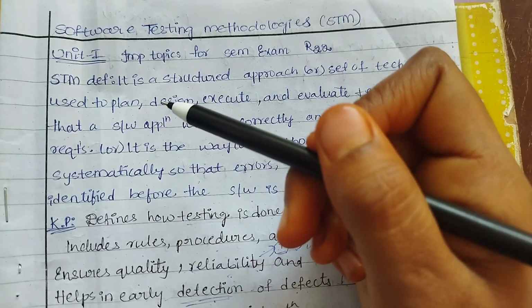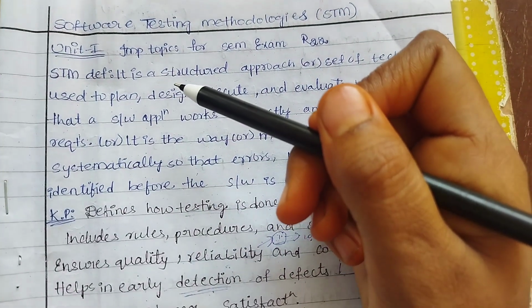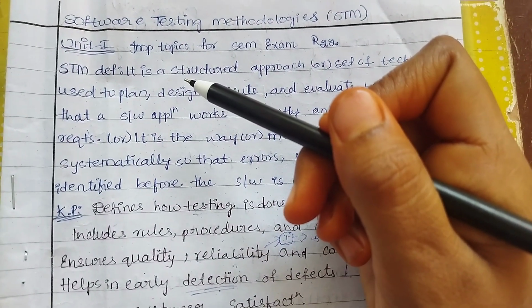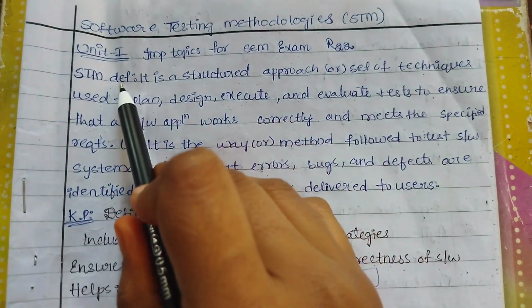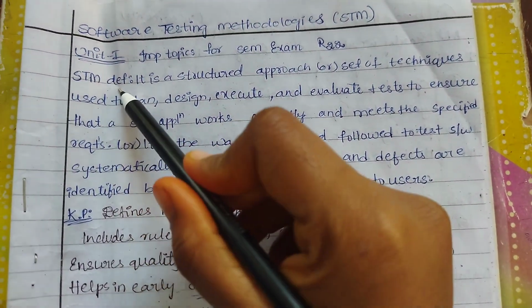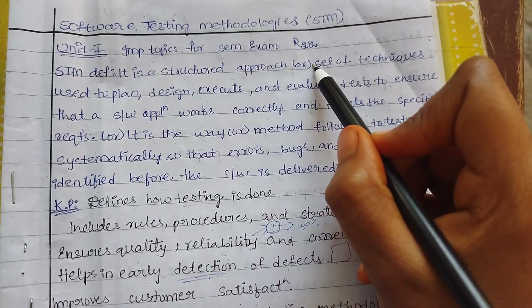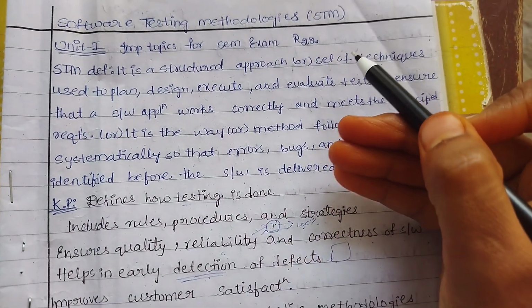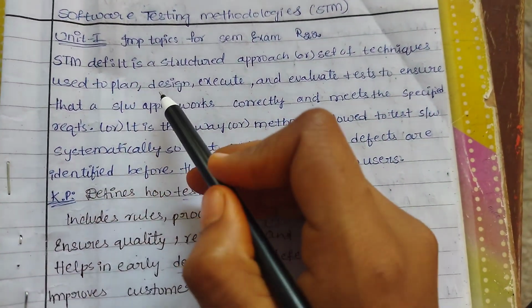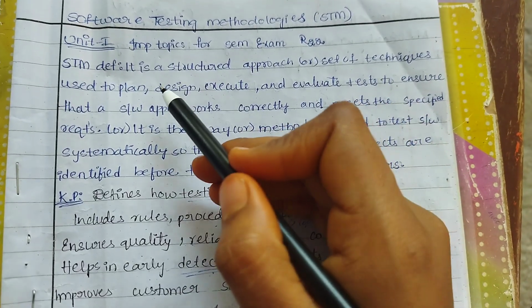This video is regarding a B.Tech subject, R22 regulation. STM definition: it is a structured approach or a set of techniques used for testing whether the software is right or wrong.